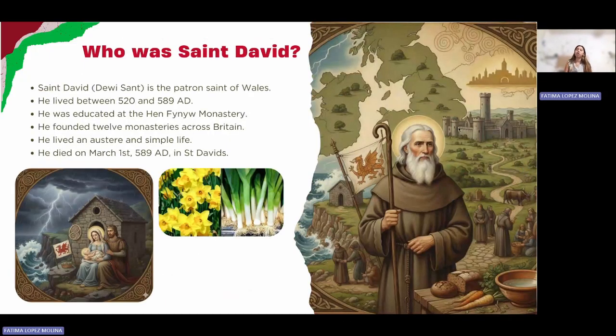Saint David is the patron saint of Wales. He lived from the year 520 to 589 AD, and according to tradition, he was born during a strong storm on a cliff near Capel Non in southwest Wales. He came from a royal Welsh family, and some people believed he was related to King Arthur's family. Also, he studied in a monastery, and for these reasons, he started 12 monasteries in Britain.